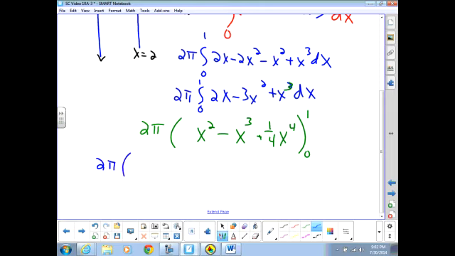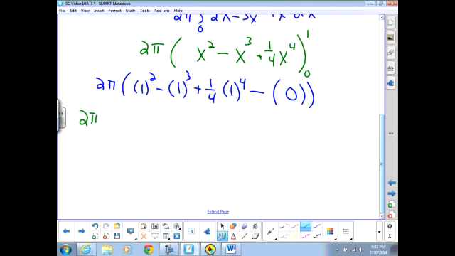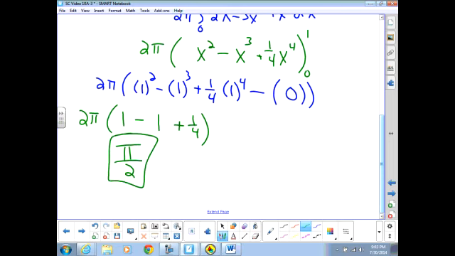So we'll have 2 pi, we'll have 1 squared minus 1 cubed plus 1/4 times 1 to the 4th, and 0 wipes out everything. So we'll have 2 pi times 1 minus 1 plus 1/4. So the 1's wipe each other out. We'll have 1/4 times 2 pi to just give us pi over 2. And that's the volume of our region, which we found using cylindrical shells.